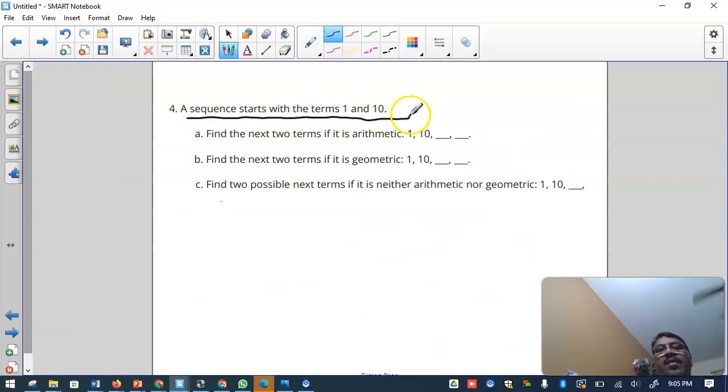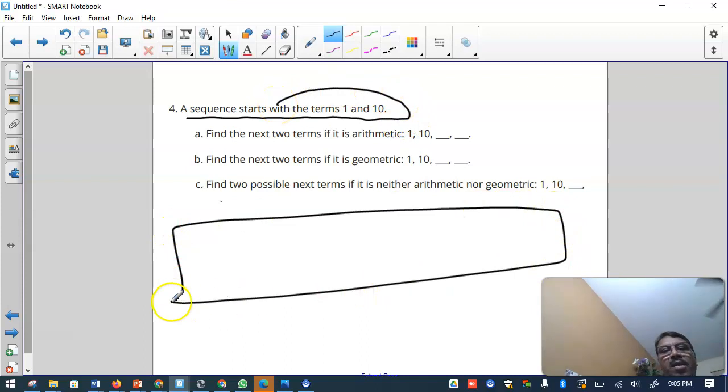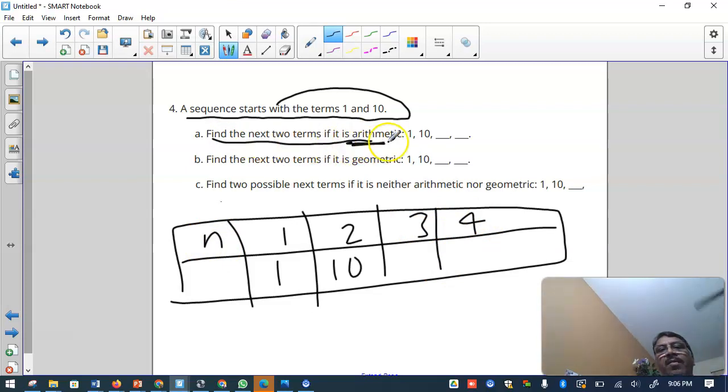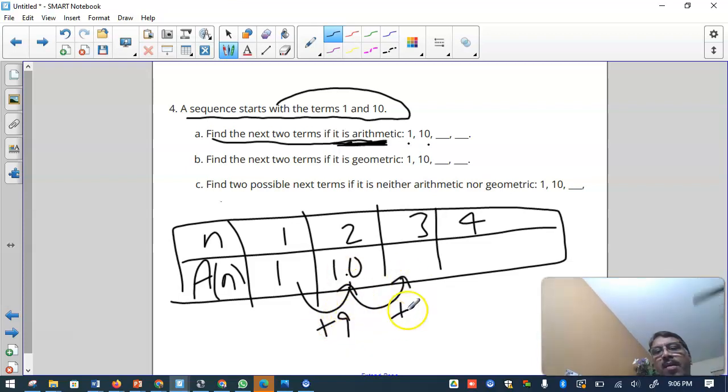Let's do the fourth example. The sequence starts with the terms 1 and 10. So that means the first one is 1, and the next one is 10, right? So 2, and then 3, and then 4. And I'll call this, find the next terms, if it is arithmetic. So this is arithmetic. So let's write, because it is arithmetic, I'll write an, 1 and 10. And you can see how much you are adding is plus 9, because 10 minus 1 is 9. You add plus 9, that's 19, and you add plus 9 again and you get 28.